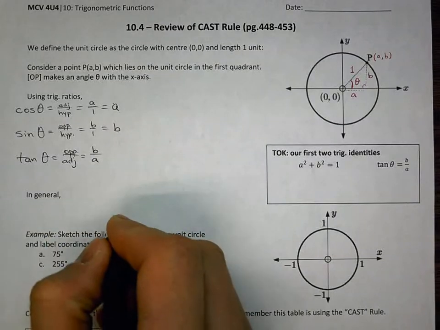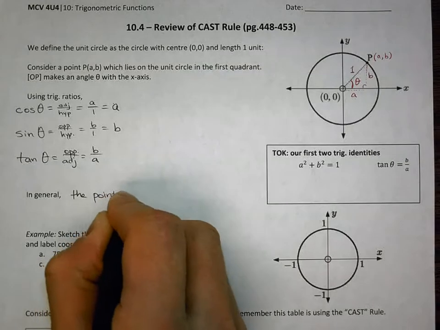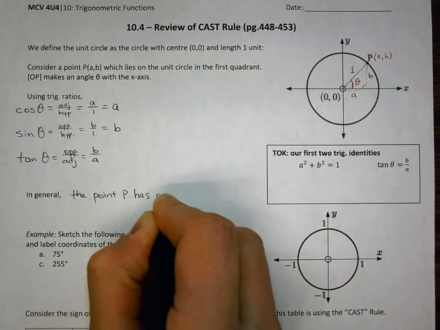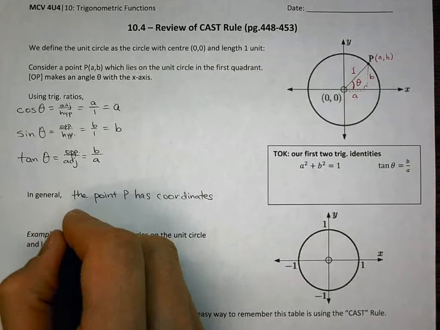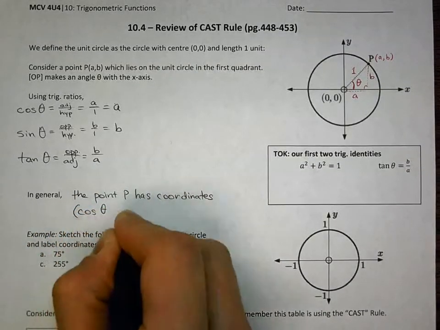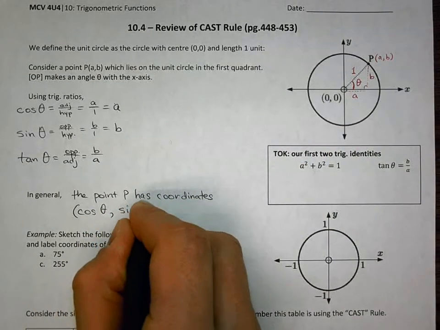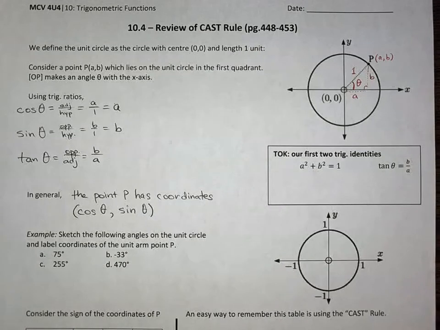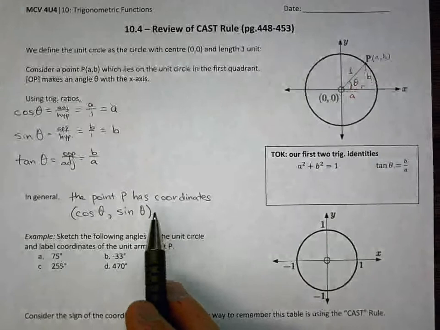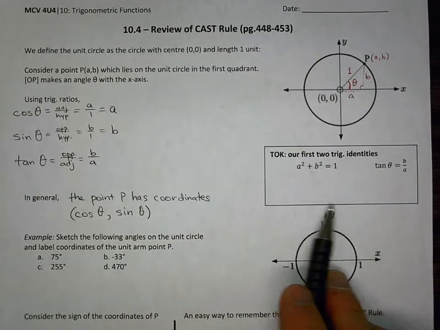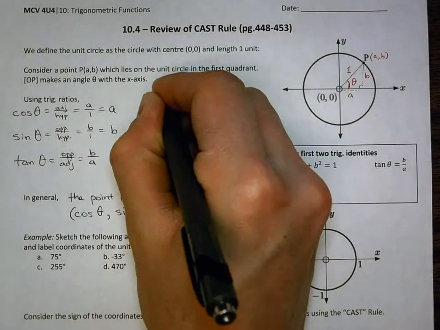In general, the point P actually has coordinates not (a, b) then. a is actually equal to cos theta, and b, the y value, is just sine theta. We're going to see in a few minutes how this can help us determine all sorts of things for any angle. But first, let's just do a little consideration.